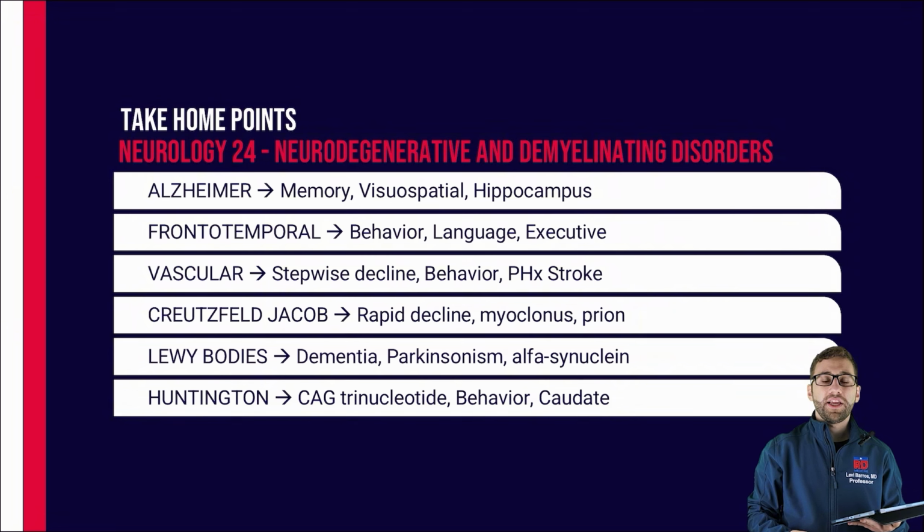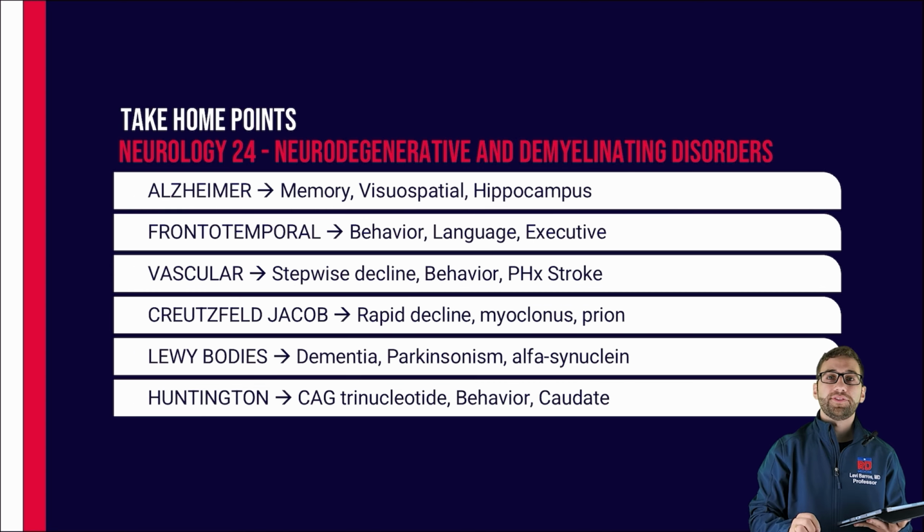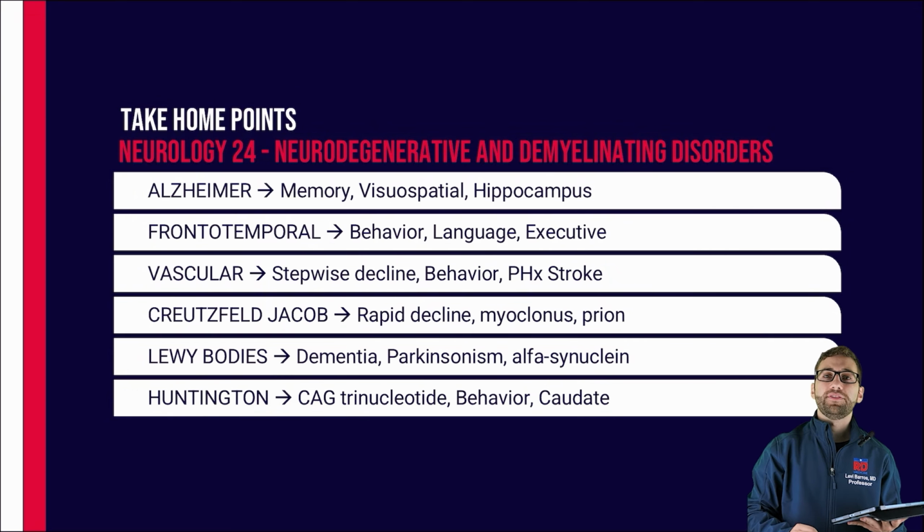Dementia can be classified into several types based on their clinical features and pathological features. Alzheimer's disease, as already said, affects memory and visual spatial skills, with early hippocampal involvement. Frontotemporal dementia primarily affects behavior, language, and executive functions. Vascular dementia presents with a stepwise decline in cognitive function and is often associated with a history of strokes. It mainly affects behavior and executive functions.